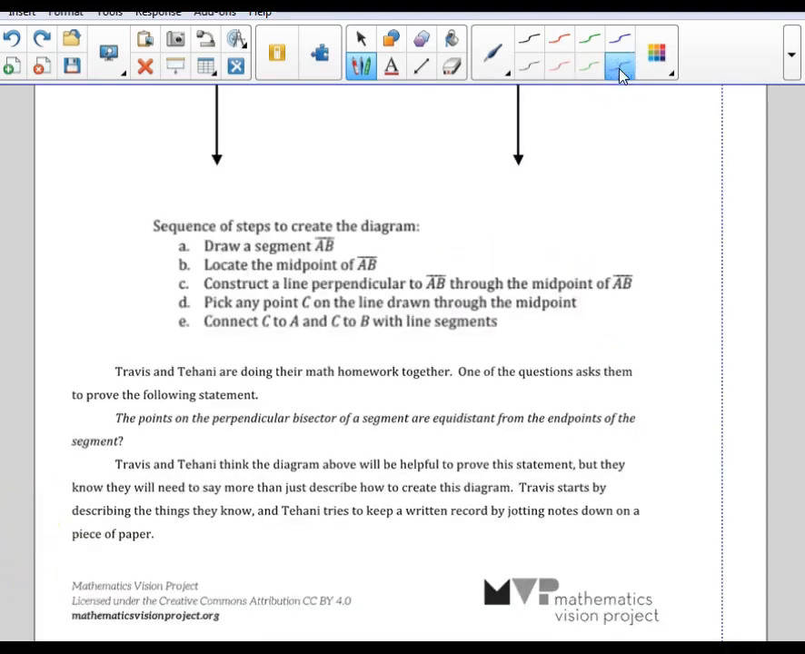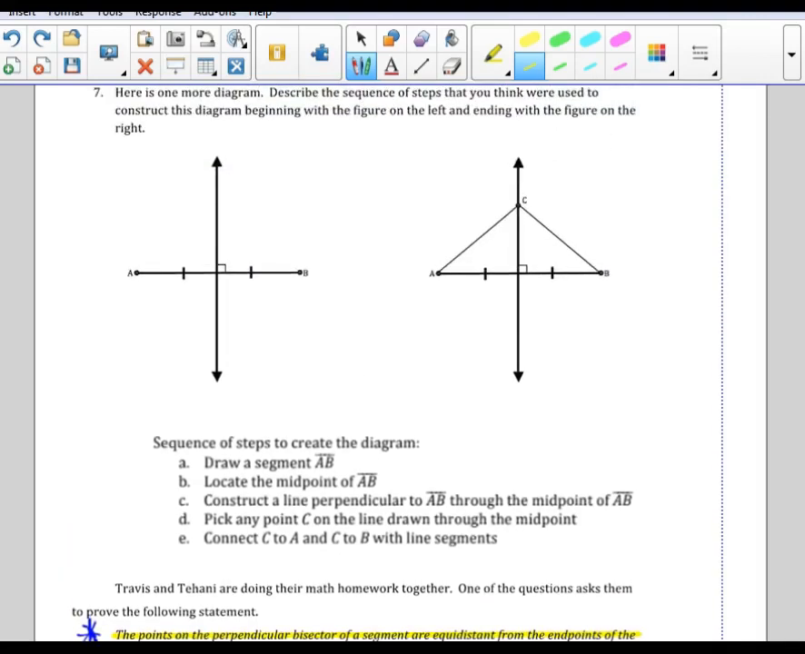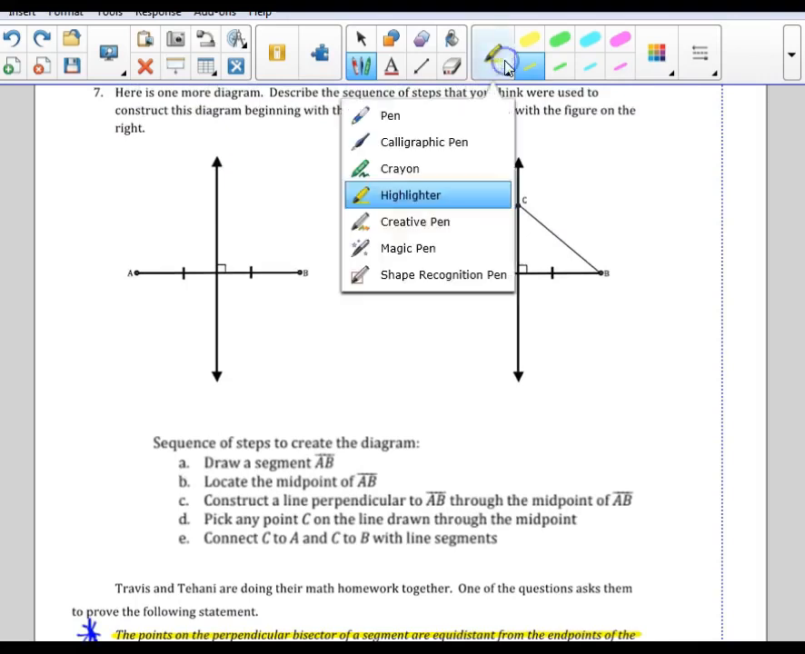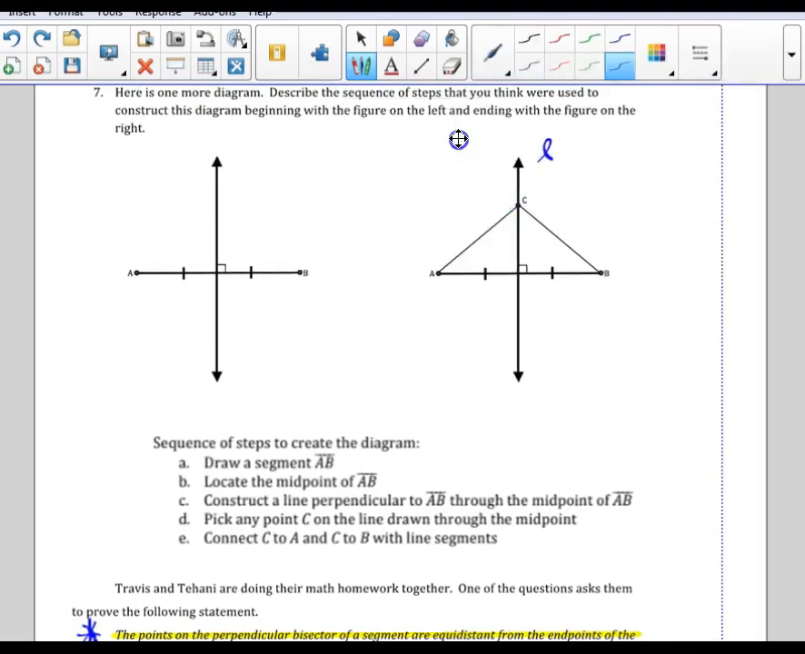So highlighting something that was on our vocabulary sheet is the fact that the points on the perpendicular bisector of a segment are equidistant from the endpoints of the segment. So Travis and Tehani were doing their math homework, and one of the questions asked them this question. So they went up to this diagram, and we know that, let's just call this line L. We know that line L is a perpendicular bisector.